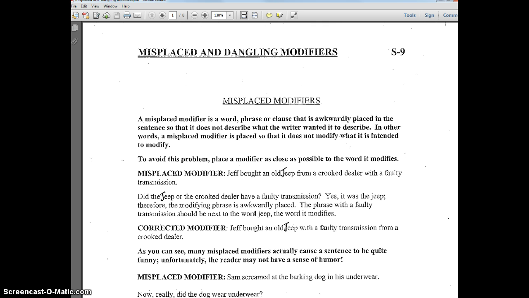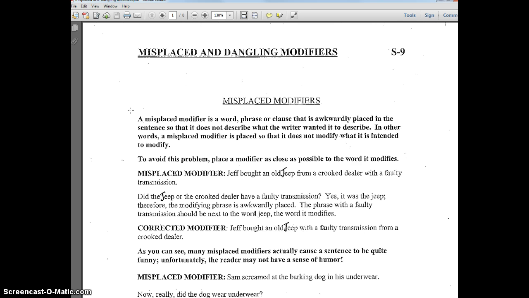If you look at the definition here, it says a misplaced modifier is a word, phrase, or clause that is awkwardly placed in the sentence so that it does not describe what the writer wanted it to describe. In other words, a misplaced modifier is placed so that it does not modify what it is intended to modify. To avoid this problem, place a modifier as close as possible to the word it modifies.